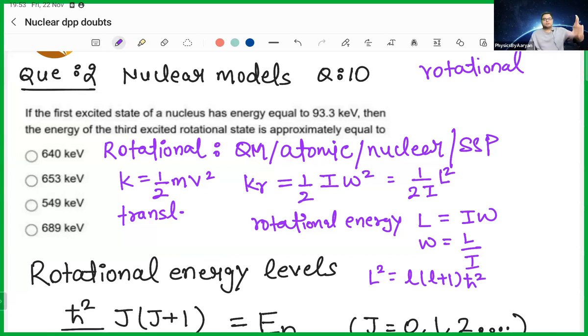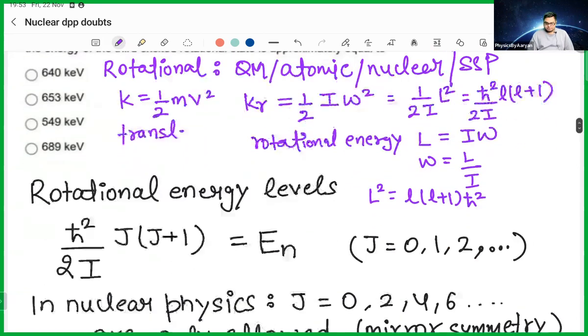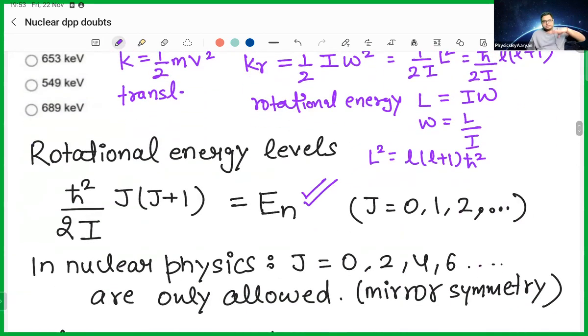Either you are in quantum mechanics, atomic physics, nuclear physics, or solid state physics, in all of these cases L squared is written as small l, which is a quantum number, into (l plus 1) into h cut squared. Hence, my final energy becomes h cut squared by 2I into l(l+1). So that is my rotational energy levels. This is not just for nucleus; this is for nuclear, atomic, quantum, any sort of rotational energy levels you are dealing with, where l is the angular quantum number, or in nuclear physics you can even write it in terms of J.